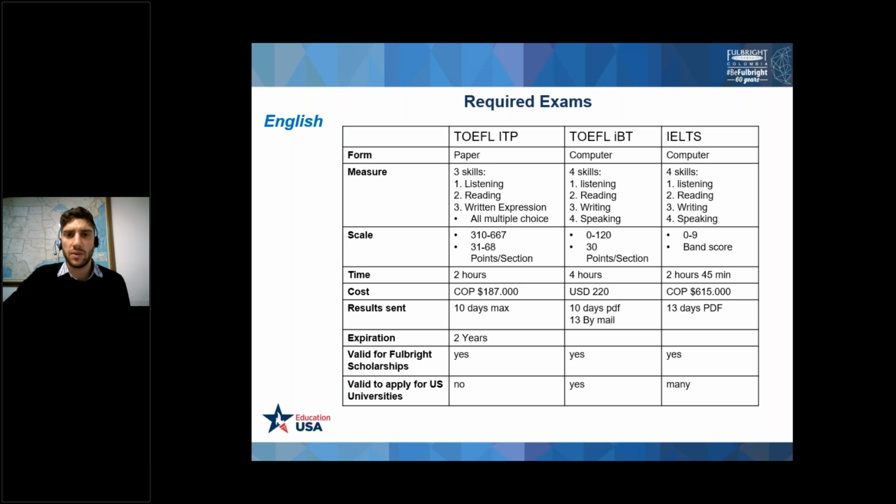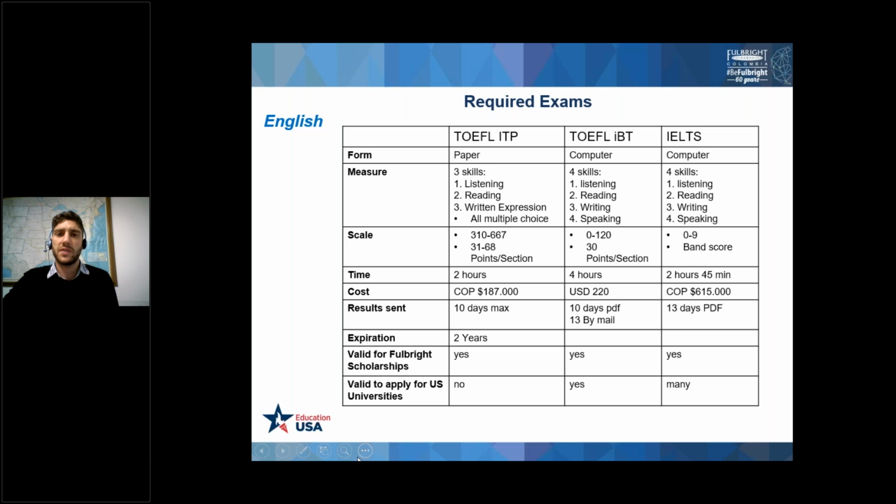The time to send results with the TOEFL ITP is 10 days. Okay, so at the very max, it will take 10 days to receive your results. With Fulbright, we usually send those results a lot quicker, especially when it's coming closer to the end of the convocatoria. TOEFL IBT, it can take up to 13 days, and the IELTS up to 13 days.